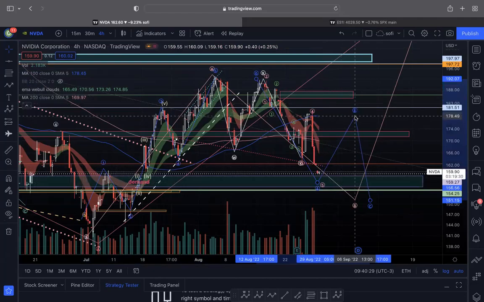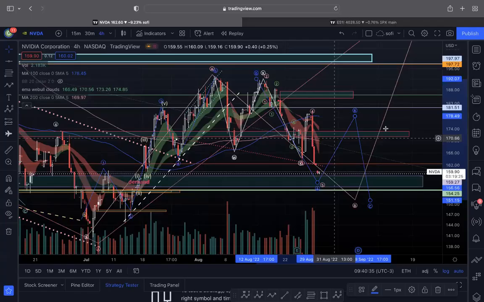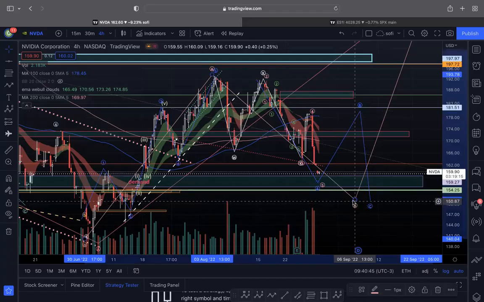So you can see I have NVIDIA on this week's watch list, right? Entry 159 to 155, stop 151, and again, 170 to 173, right? Minimum targets can either get rejected there and come back down or try to push to like 180. So this is what I have for NVIDIA.